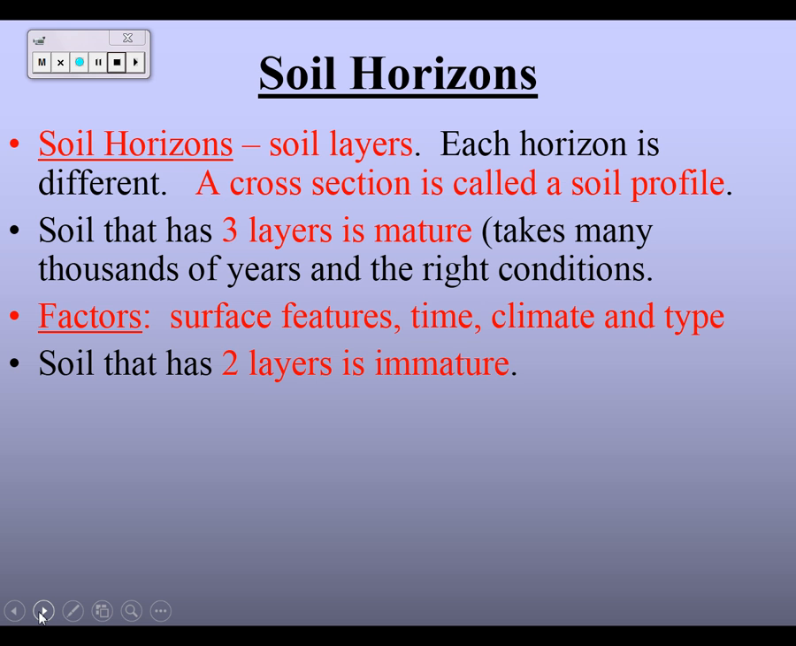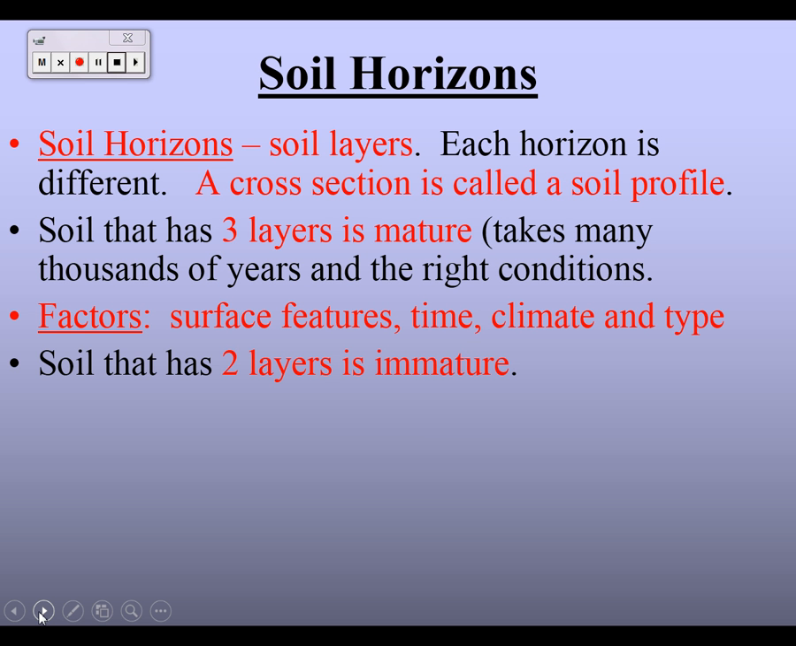Okay, a fancy name for layers of soil is soil horizons. And if you were to take a cross section of that soil horizon, or all of the layers, you would get something called a soil profile. Soil that has 3 layers is mature. That means it takes thousands of years and the right conditions to have that many layers.